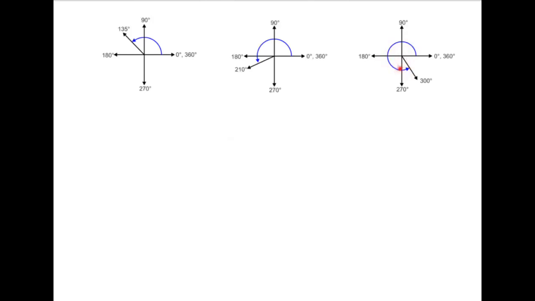So notice that here, for this particular angle, if I go clockwise, I'll get this angle, which will give me negative 60 degrees. For this one, if I take it clockwise, that will give me negative 150 degrees, right? Because they have to add up to 360. And for this one, if I take it clockwise, then this angle would be negative 225 degrees.